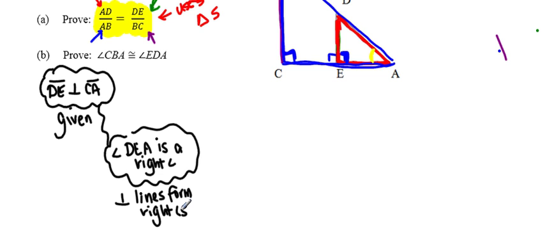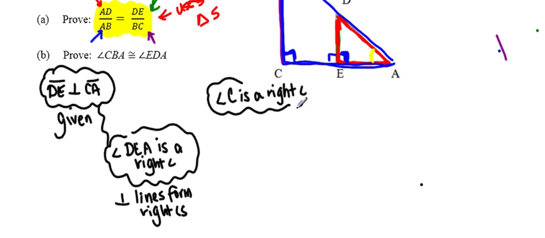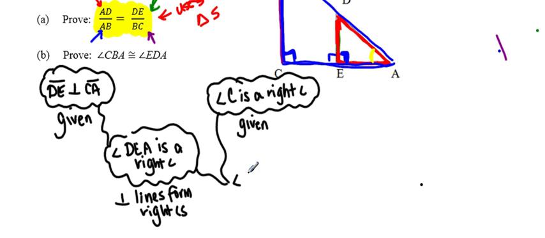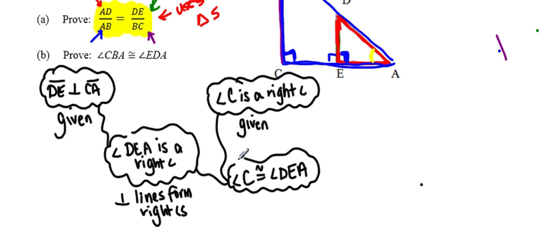Now, angle DEA isn't the only right angle that I have in the picture. We're given that angle C is a right angle. That too I know is a true statement because it's given to us to be a true statement. So here I've got these two right angles. Anytime I have two right angles, they have to be congruent to each other. I'm going to go ahead and say now that angle C is congruent to angle DEA. And I know this because all right angles are congruent.